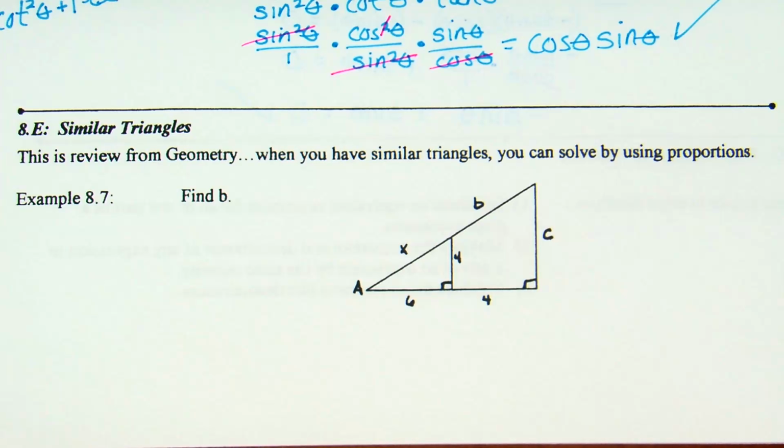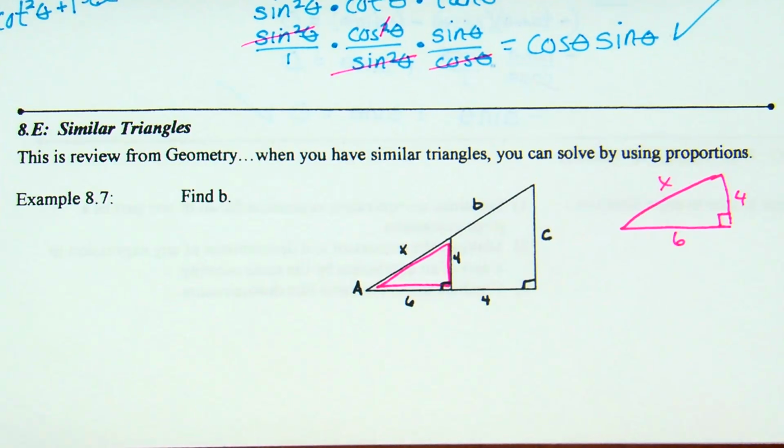This is something you would have seen way back when, right? Do you see your similar triangles? There's a small triangle here, yes? I'm going to go ahead and draw that small triangle off to the side here. In that small triangle, I know there's sides of 6, 4, and a hypotenuse of x.